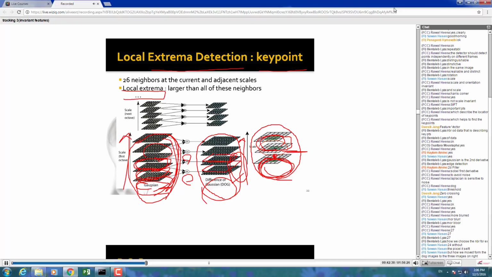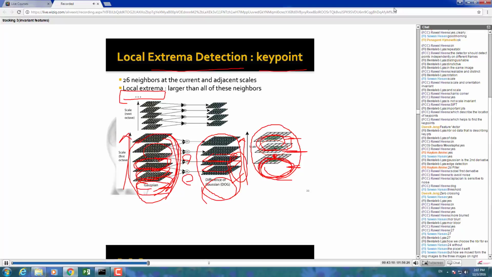Is it clear? So this concept is called local extrema. Here the local means this window, 3 by 3 for the current DOG, 3 by 3 lower DOG, 3 by 3 upper DOG. So for these 3 layers of DOG images, we can consider local extrema, because we are looking at just 27 pixels around 1 pixel.